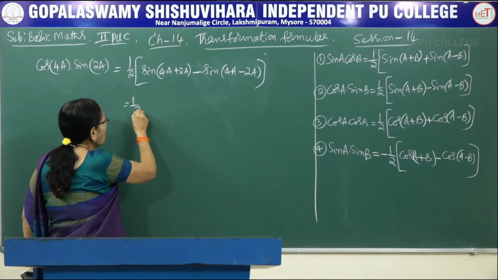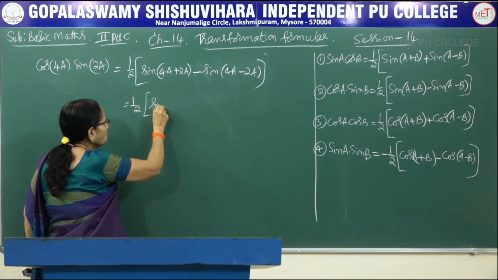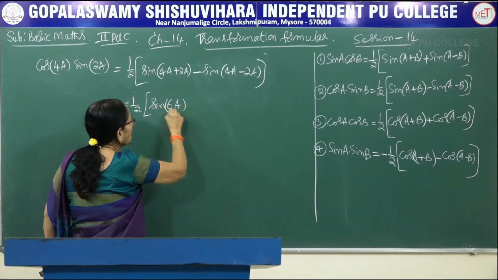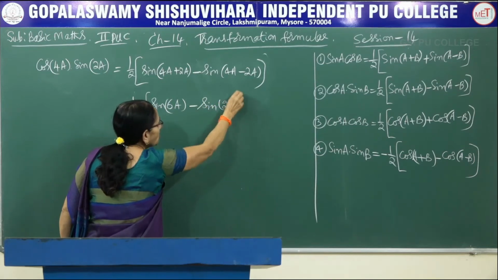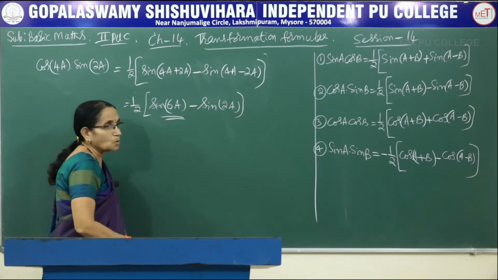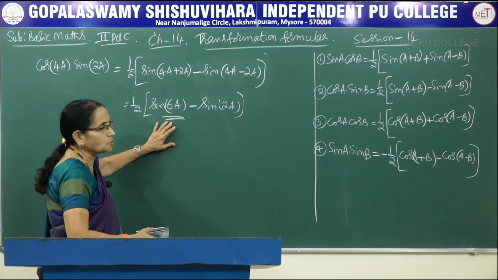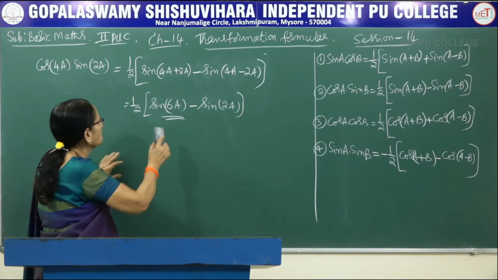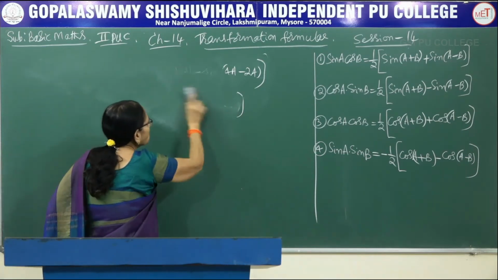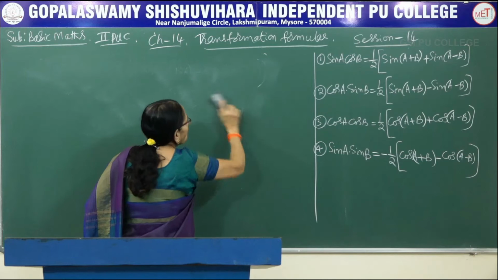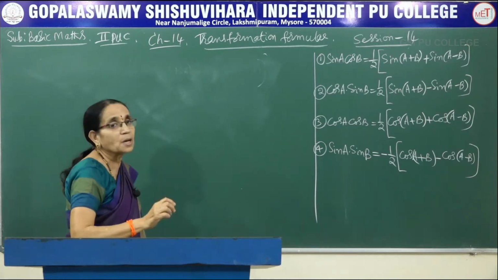Now, simplify: half of sin of 6a minus sin of 4a minus 2a, that would be equal to 2a. So, you have to write like this. If you write both the steps, you will be getting 1 mark for this one. So, if it is a mixed product, sin A into cos B or cos A into sin B, it would be purely in terms of sine function.